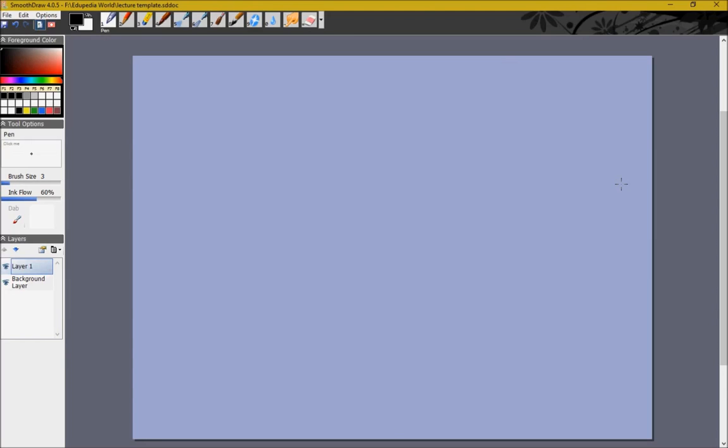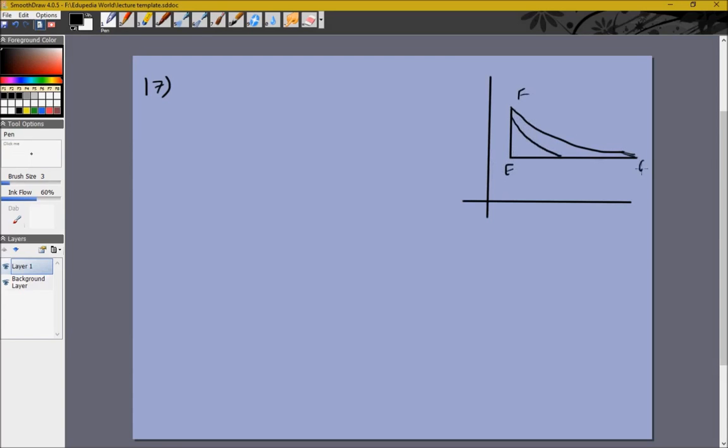Let's move on to these match the following questions, starting with question 17. We are given a graph, PV curve, E, F, G, H goes like this.